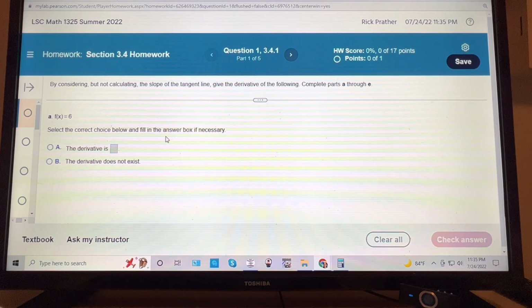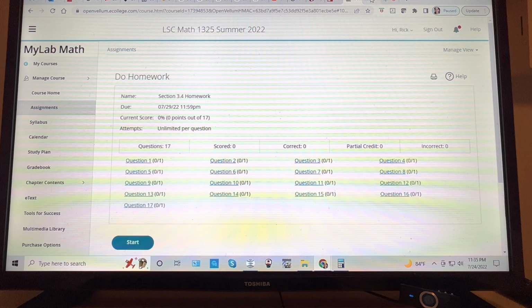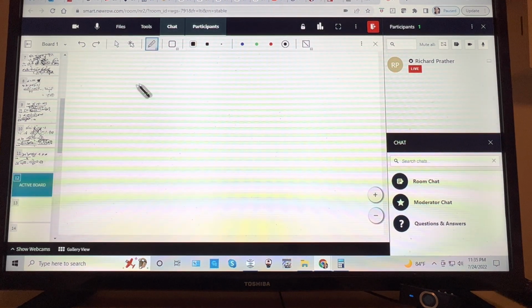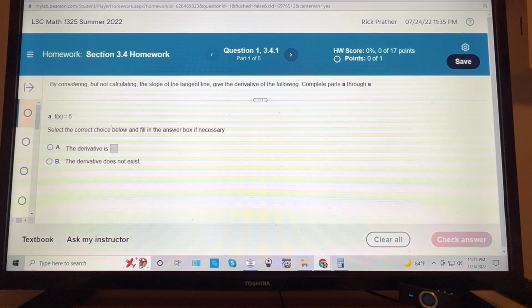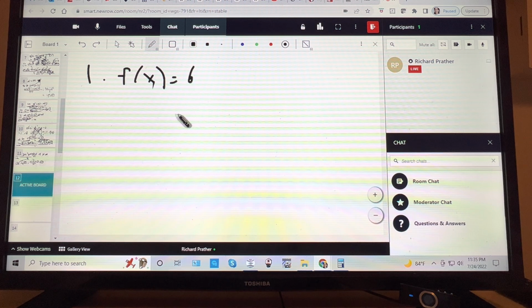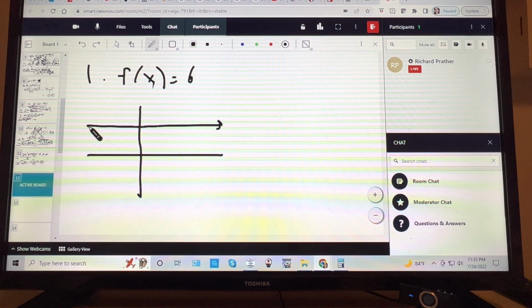Okay, so by considering but not calculating the slope of the tangent line. Okay, I think I see what they're saying here. Okay, so we have a constant function given first, f of x equals 6. F of x equals 6, that's y equals 6. Algebra knowledge, that's a horizontal line right through 6.